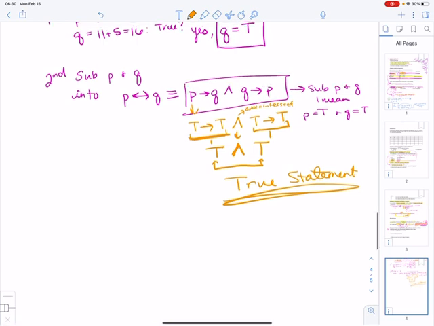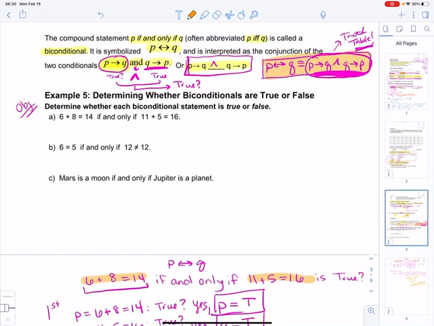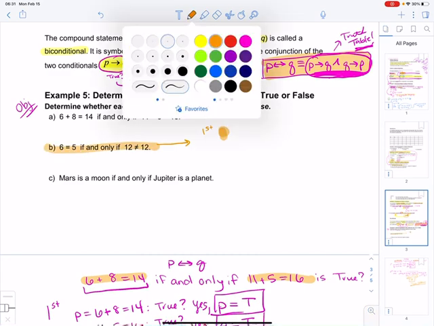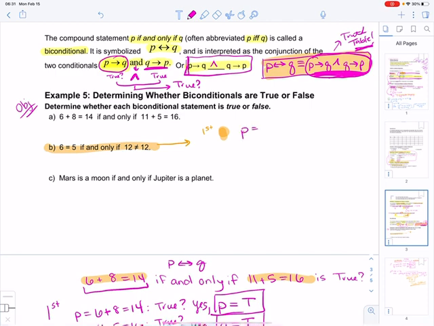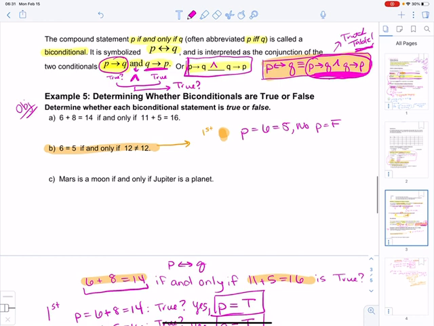Woohoo! And I'm going to do one more for you all. I'm going to do this one a little bit faster. I'm on part B here. My first statement is P. P is equal to 6 equal to 5. Is that true? No. P equals F. And I know that I have Q is equal to 12, not equal to 12. Is that true? No. Q is equal to F.